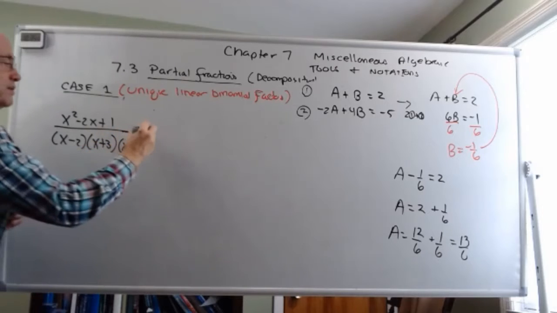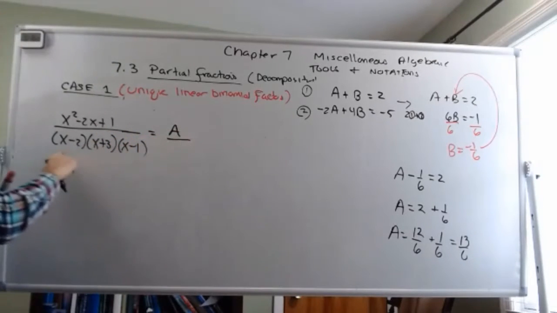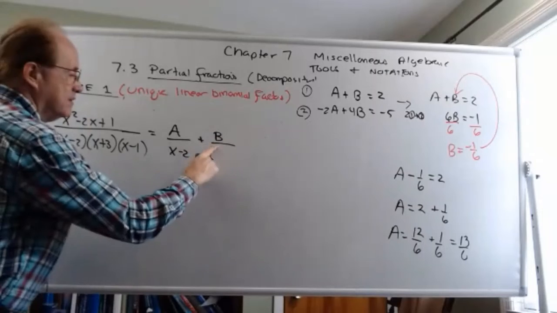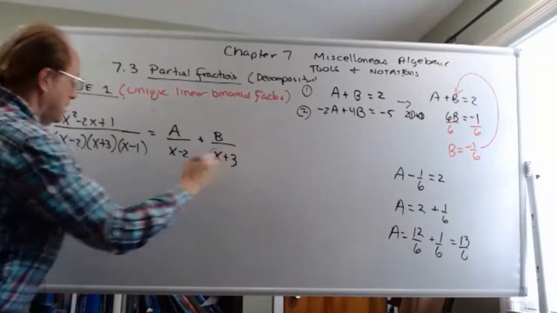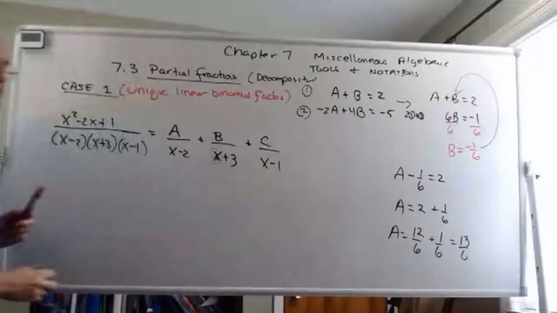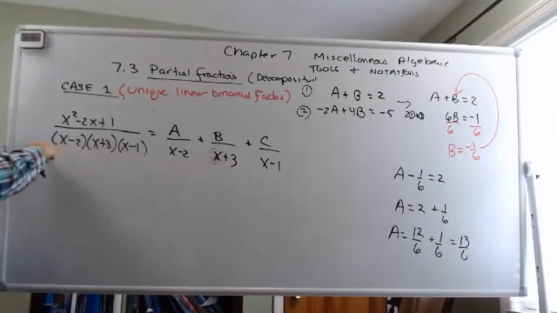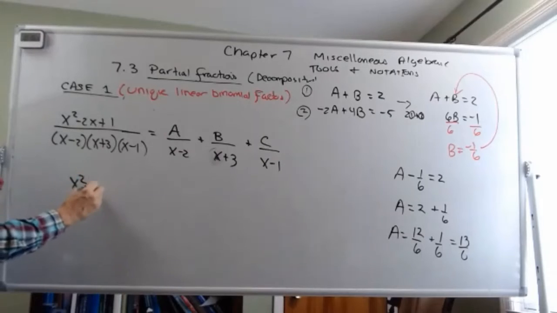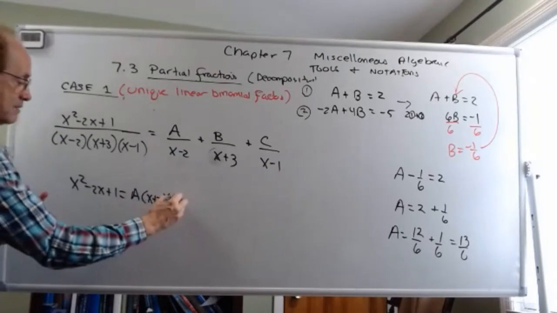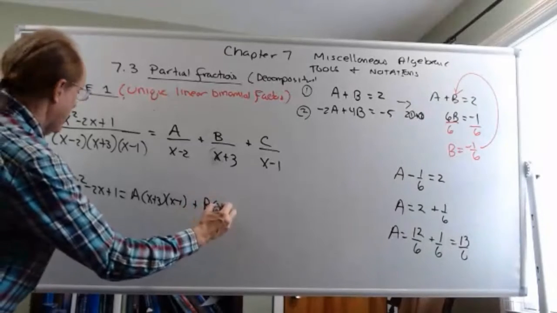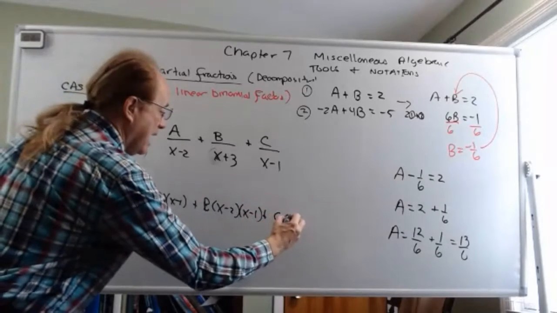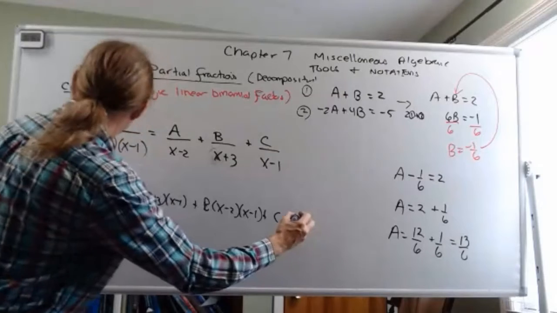How is it going to be written? It's always going to be written as some A over the first binomial factor plus B over the second factor plus C now over the last one. Now we're going to have a system of three equations and three unknowns. What would I do? I'd multiply everything by this, and it would just give me x squared minus 2x plus 1 is equal to A times x plus 3, x minus 1, plus B times x minus 2, x minus 1, plus C times x plus 3, x minus 2.